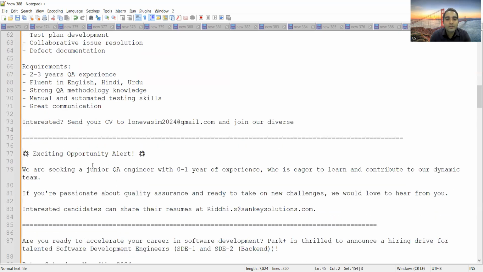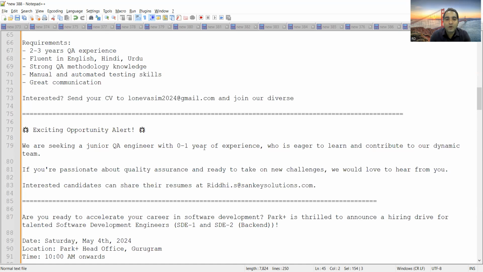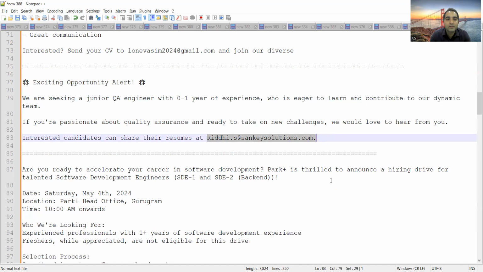Then there is one more QA fresher opportunity wherein they are looking for junior QA engineers with 0 to 1 year of experience. Interested candidates can share their resumes at this particular email address.